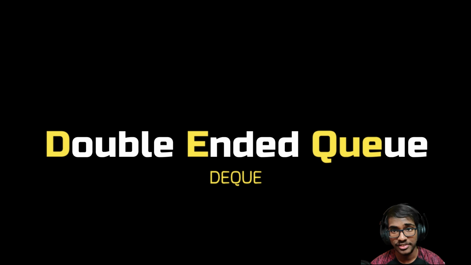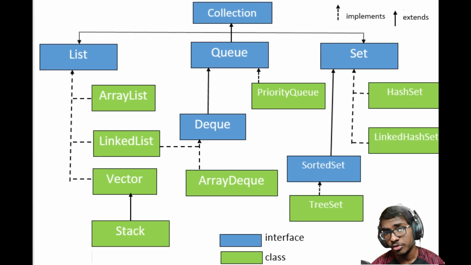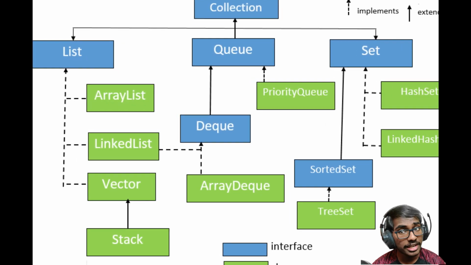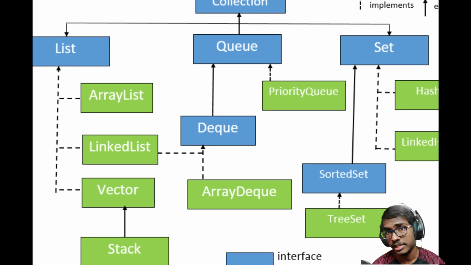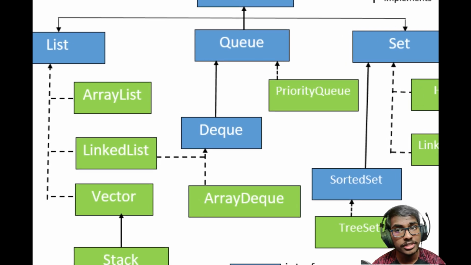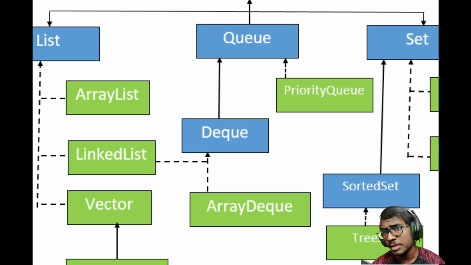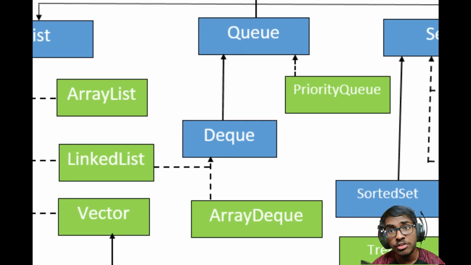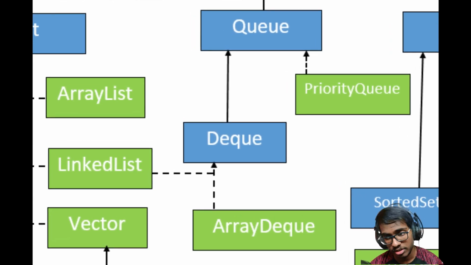Enter the Deque interface. Now Deque is the acronym for double-ended queue, and it extends the queue interface. Since Deque is an interface, we cannot directly use it in our code. Thus, we'll be using the LinkedList class, which implements the List interface, in order to use the functionality of the Deque in our codes.